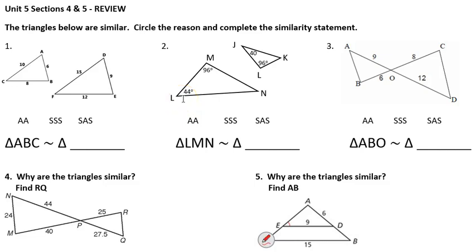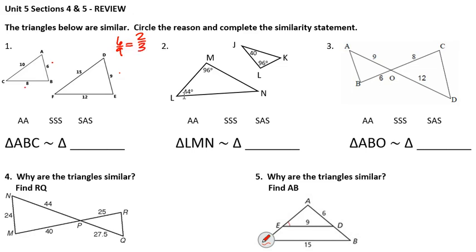Okay, in this video, I'm going to go over the Unit 5, Section 4 and 5 quiz review. So for the first problem, I'm going to compare all the sides before I begin. So I'm going to talk about short to short. So that would be 6 over here, and that would be 9 over here. So 6 over 9, that equals 2/3.